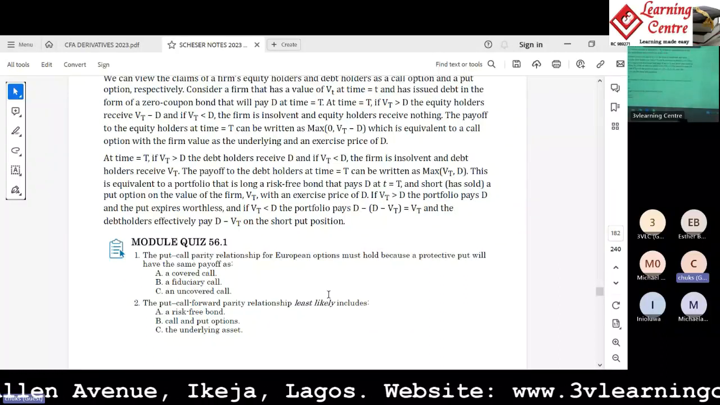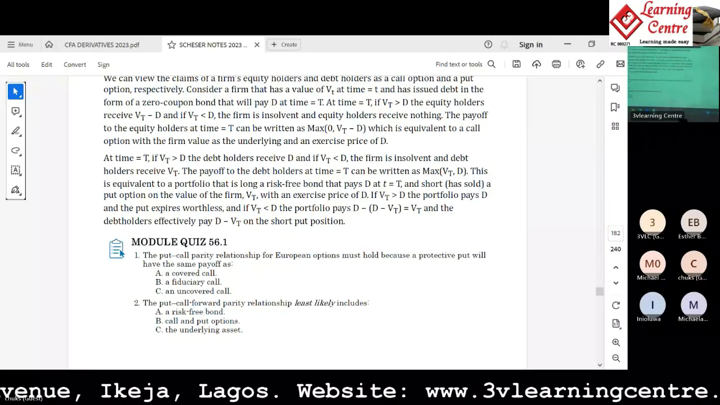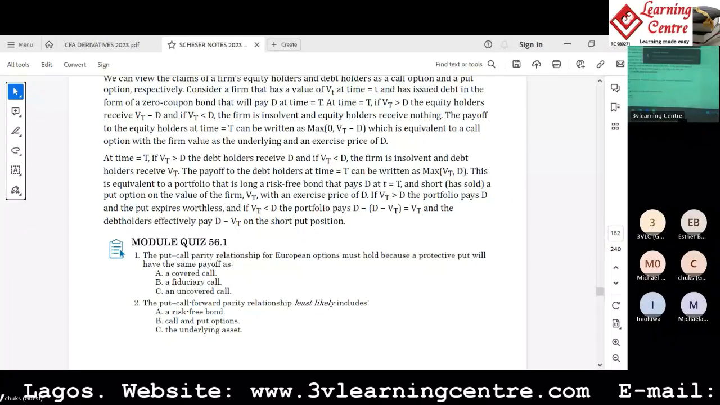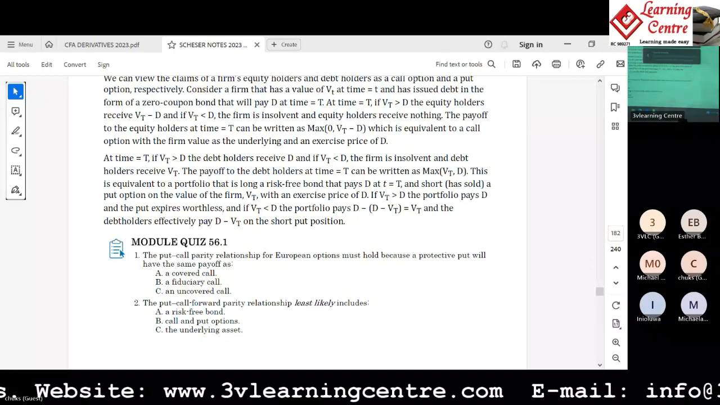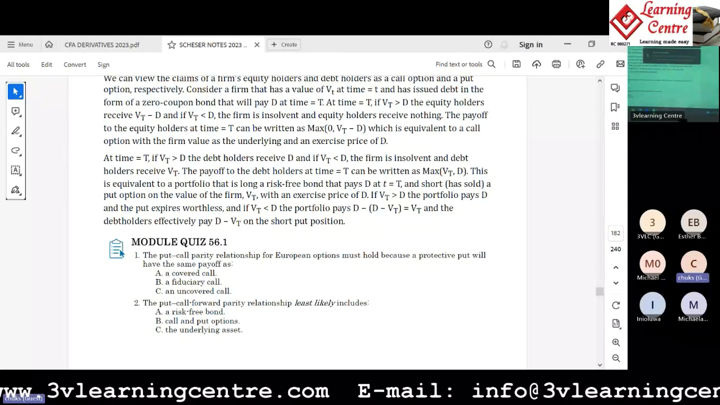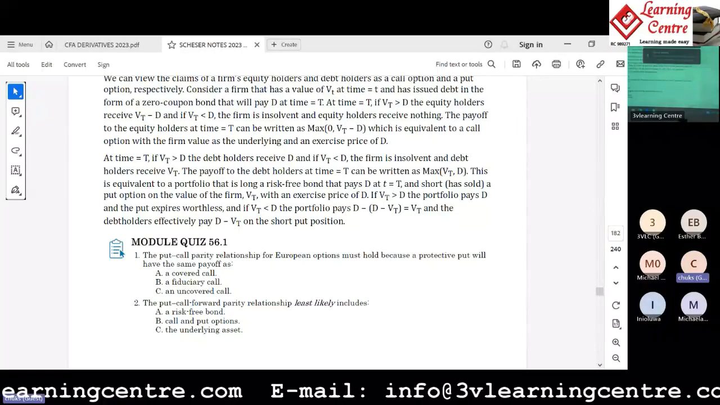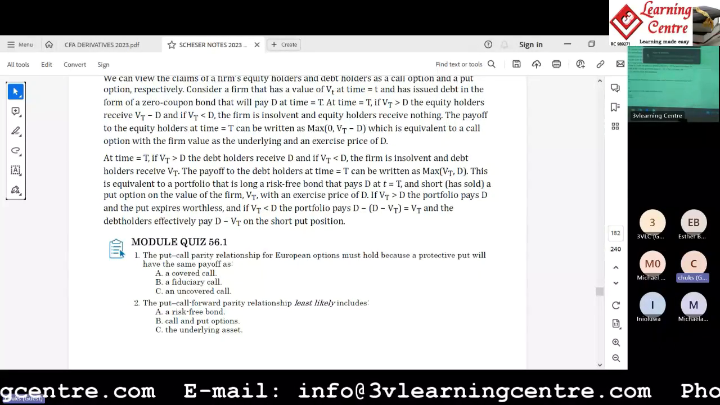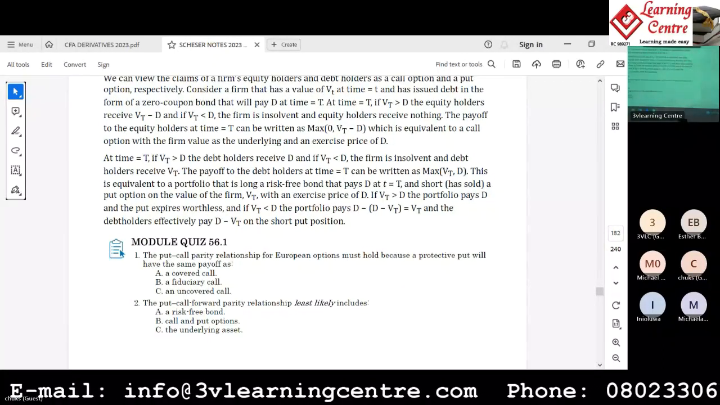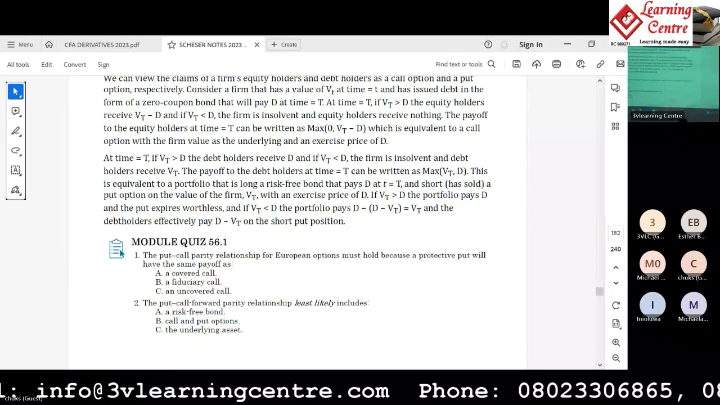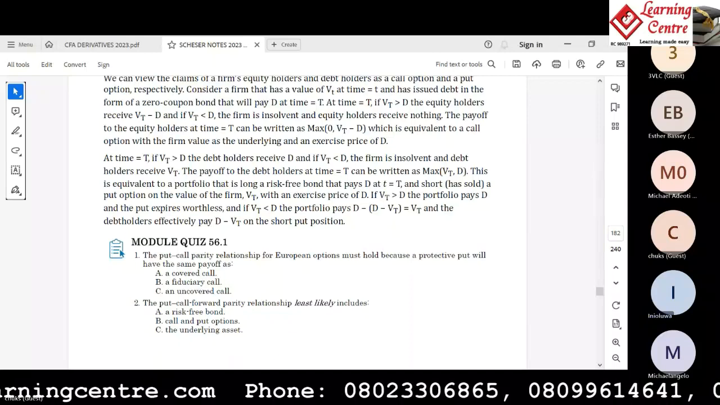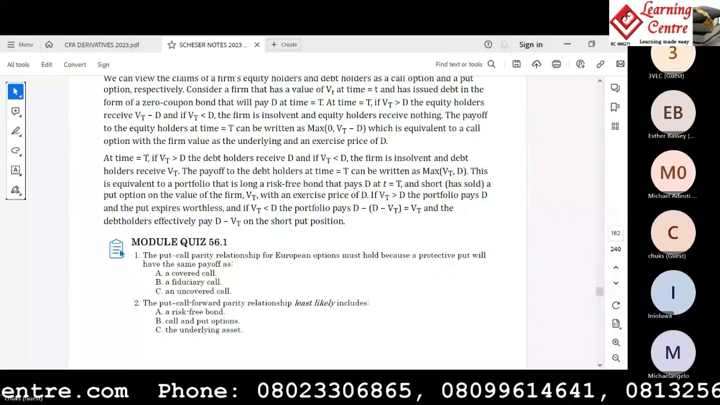Okay, so let's answer number 1. B. Okay. Why is that? In fact, I don't even need to ask why. I think it's simple. Number 2. The underlying asset.